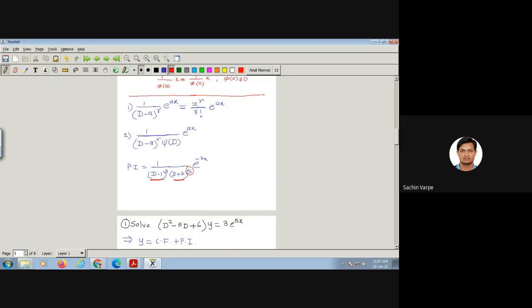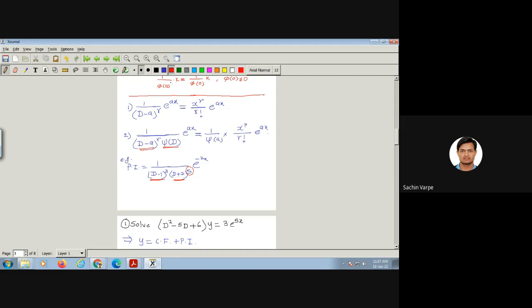Is it clear? Yes, sir. Is this of this form? This is psi of D, for which we don't have any problem, but we have a problem at this (D minus a) raised to r. So how do we do this? What we do, we replace D by a in psi. We will get 1 upon psi at a, and for the rest we will use the above formula, that is x raised to r upon r factorial, e to the power ax. That's it.